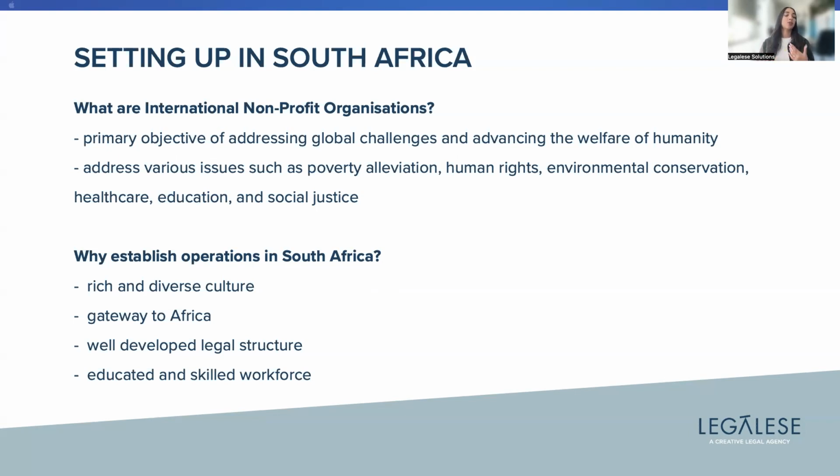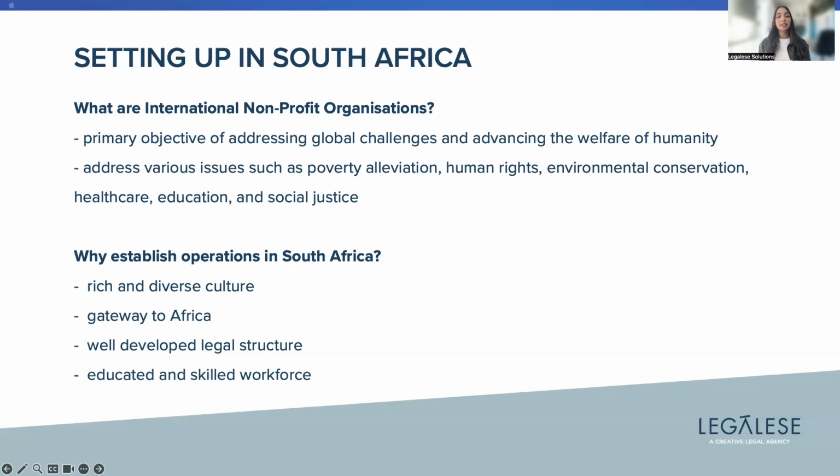Next, why establish operations in South Africa? Why come here? What makes us desirable? So there are many factors as to why an international nonprofit would want to set up operations in South Africa. Firstly, and most valuable, is that we have a rich and diverse culture that faces numerous and unique challenges due to our history and our circumstances. By establishing an entity in South Africa on the ground, an international nonprofit is able to directly engage with these issues, such as poverty and inequality, that affect many South Africans.